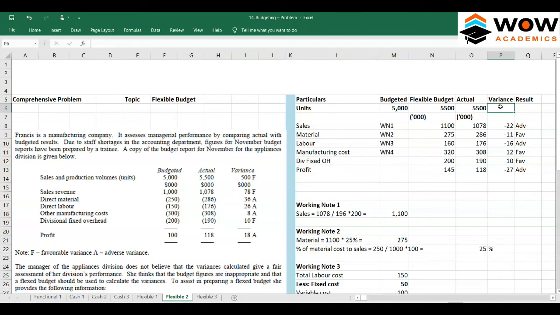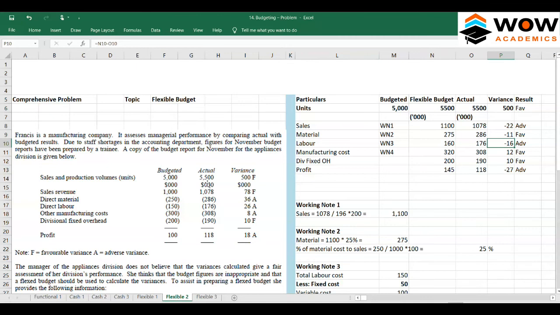So the variance here is 500 units. They should have sold. Additionally, they have sold 500. That is actually a good thing. But thereafter, there's no good things. So if you see the revenue here, it was favorable. See, when compared to the budget, it was favorable because budget they had to sell only 5,000. Here they have sold 5,500.